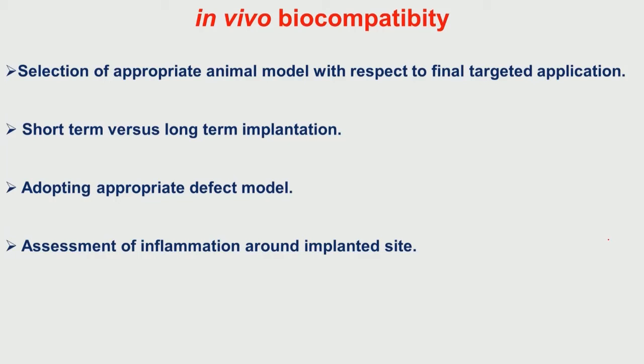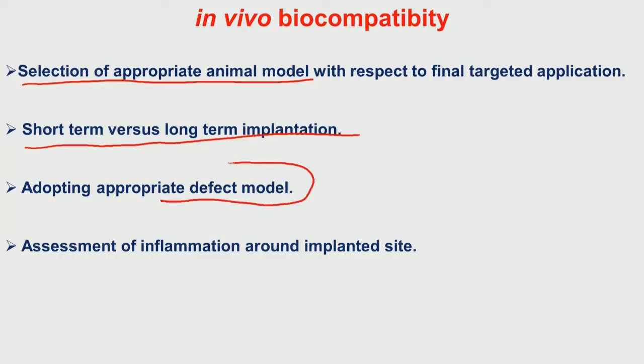Now, coming to the in vivo biocompatibility, as I said, selection of an appropriate animal model with respect to the final targeted application is the first key point one has to address. The second one is to find out the short term versus long term implantation, and what kind of defect model you are using, whether it is a critical size defect, a segmental defect, or a femoral defect, all those things, and assessment of inflammation around the implant, and also the tissue response.